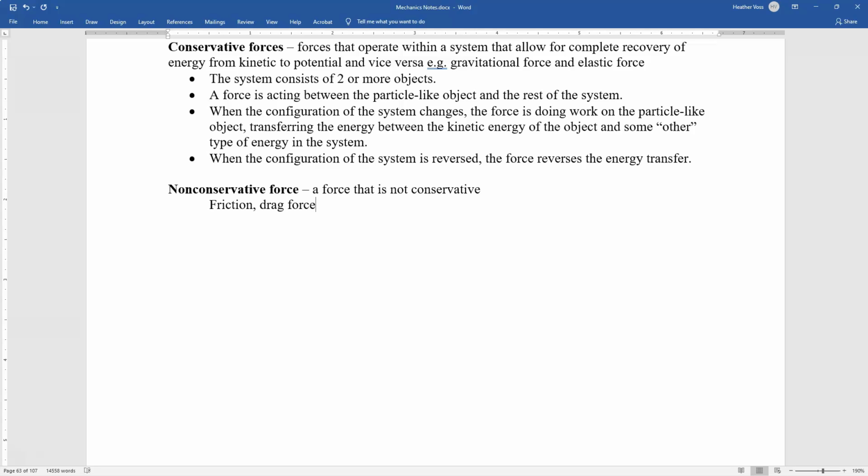But if you think about the case where we're dragging something across the floor, if I drag it back and reverse it, I'm not putting that energy back. I'm taking more out, actually. So that's an example of a non-conservative force. You cannot reverse the process.